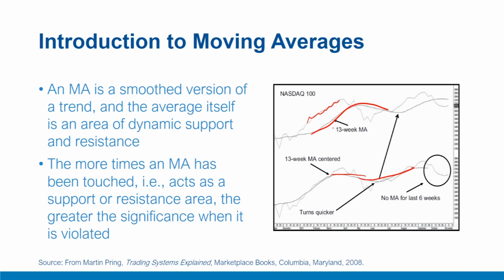Similarly, a rally in a declining market often meets resistance at a moving average and turns down. The more times an MA has been touched, that is, it acts as a support or resistance area, the greater the significance when it is violated. A carefully chosen moving average should reflect the underlying trend. Its violation therefore warns that a change in trend may have already taken place.